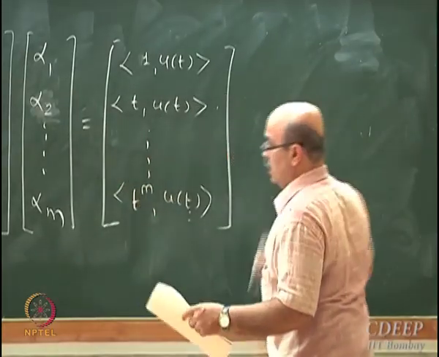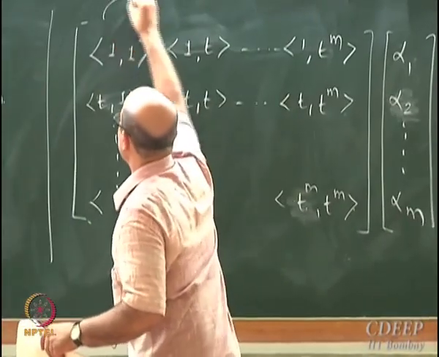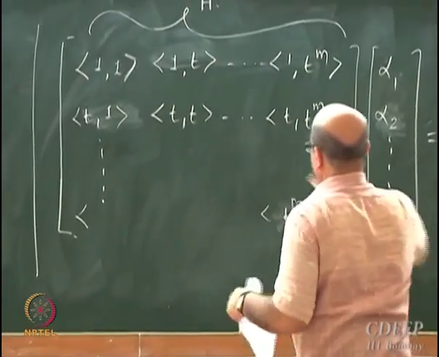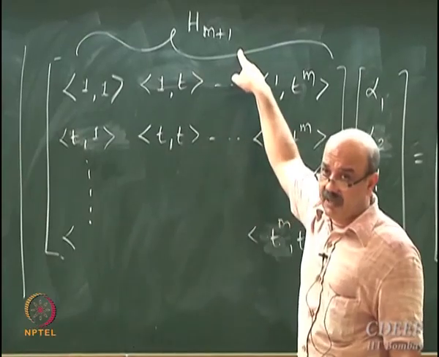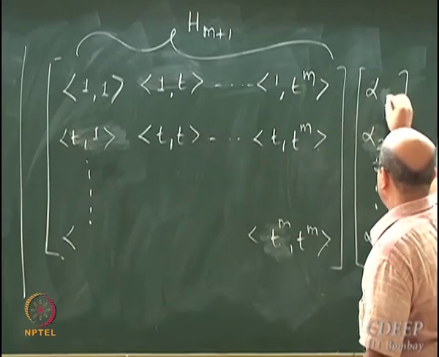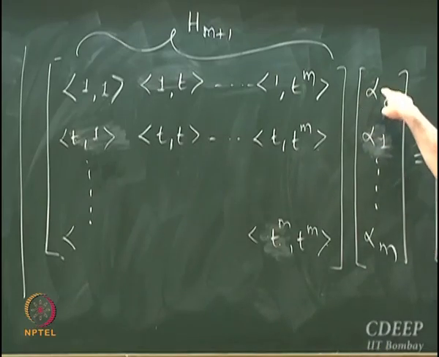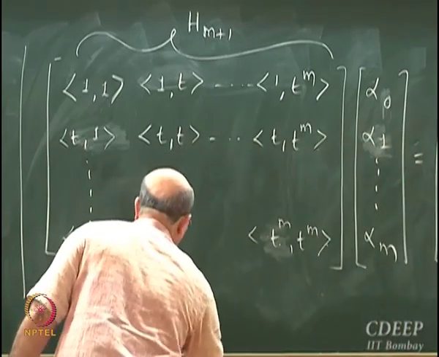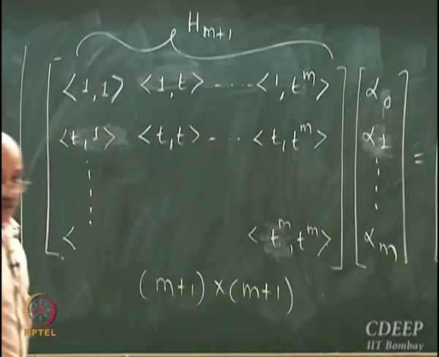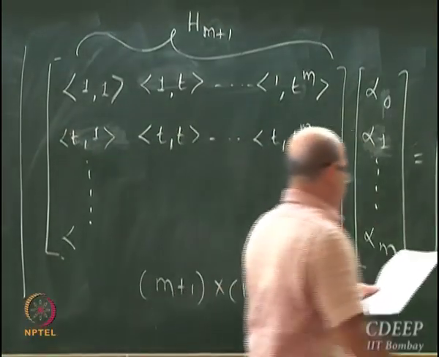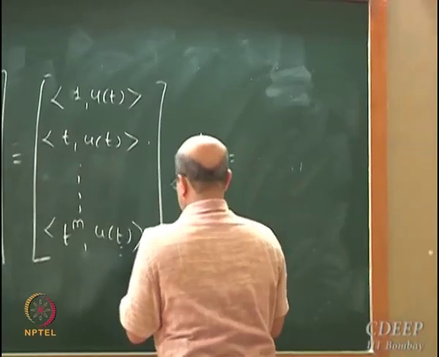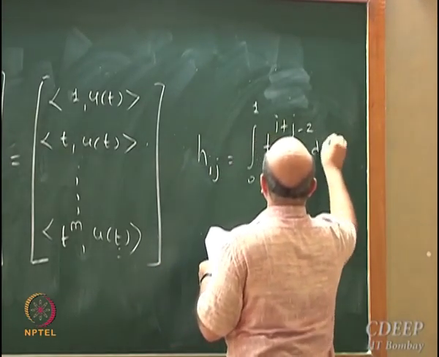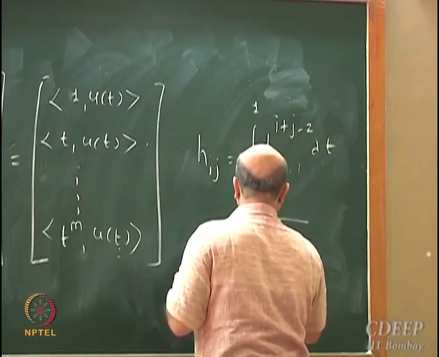So this matrix, in my notes I have called this the H matrix. This is an m plus 1 cross m plus 1 matrix. There are alpha 0, alpha 1, right? We start with alpha 0. Alpha 0, alpha 1, not alpha 1, alpha 2. So this matrix is m plus 1 cross m plus 1. What is the element of this? The ijth element is given by the integral from 0 to 1 of t to power i plus j minus 2 dt. This is equal to 1 upon i plus j minus 1.